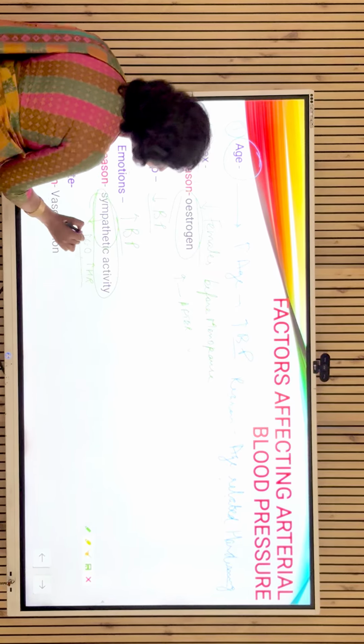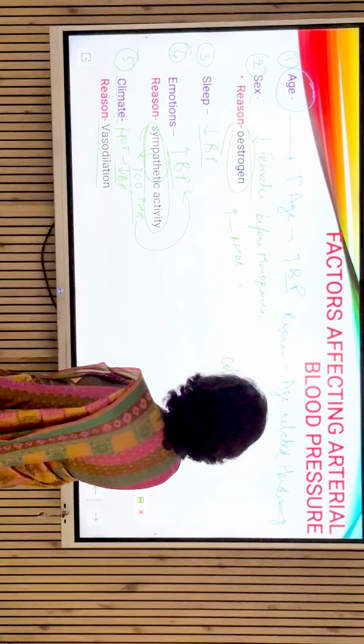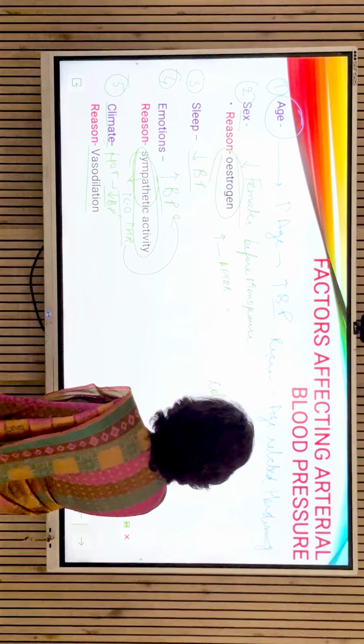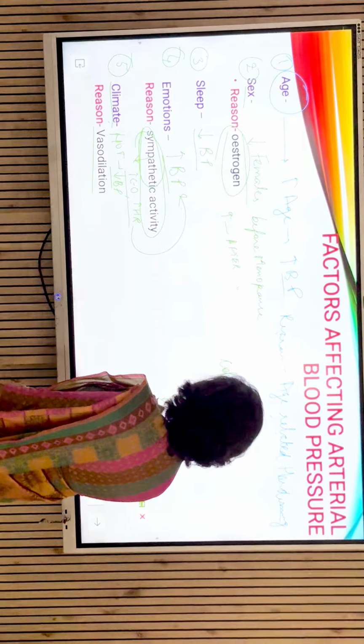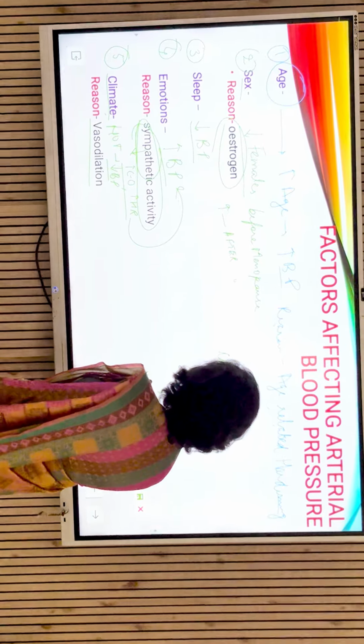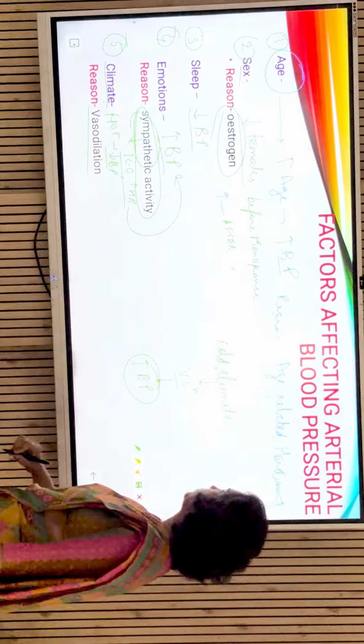The next factor is climate. In hot climate, there will be a fall in arterial blood pressure because of vasodilation. The blood vessels will undergo dilation, and vice versa. During cold climate, there will be vasoconstriction, and that will in turn affect blood pressure. It will cause a rise in blood pressure.